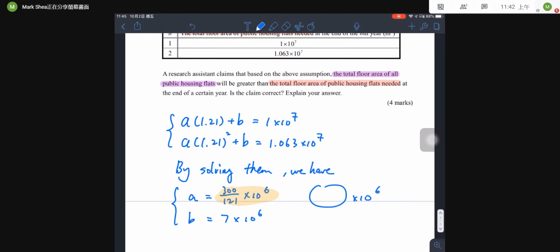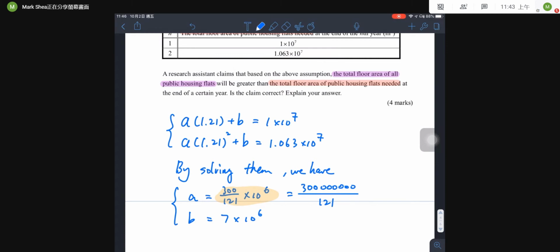After you calculate from the calculator, you use the value in the calculator and divide by 10 to the power 6. Then you can change it to the fraction 300 over 121. You can divide by 10 to the power 6 and use the button in the calculator to convert it to 300 over 121, or you can have 3 with some zeros divided by 121. So these are the values of A and B. You should know how to solve it by calculator first.